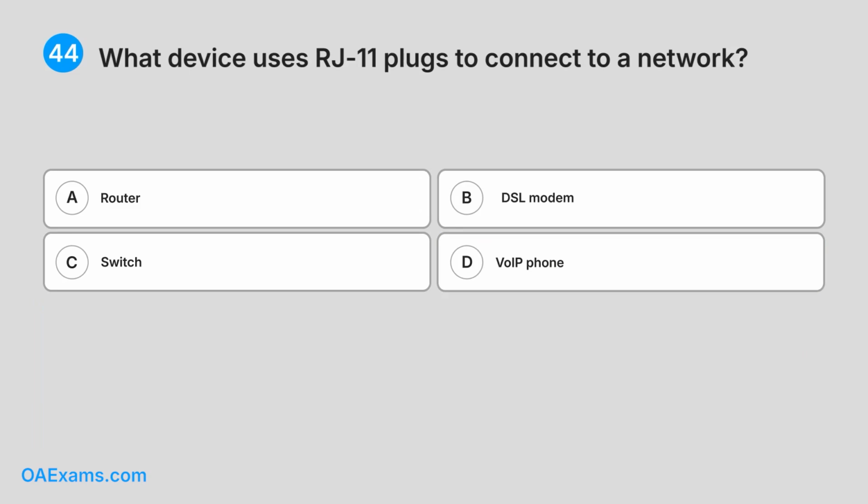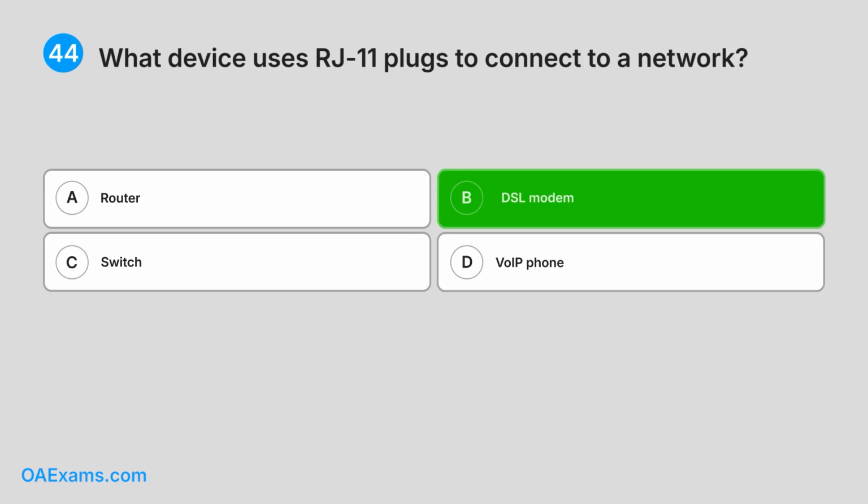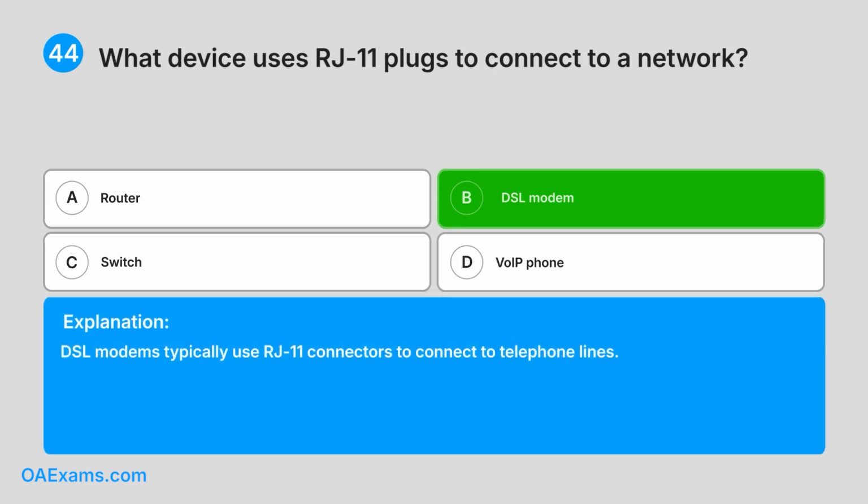44. What device uses RJ11 plugs to connect to a network? A. Router. B. DSL modem. C. Switch. D. VoIP phone. What do you think is the answer? Correct answer: B. DSL modem. Explanation: DSL modems typically use RJ11 connectors to connect to telephone lines.